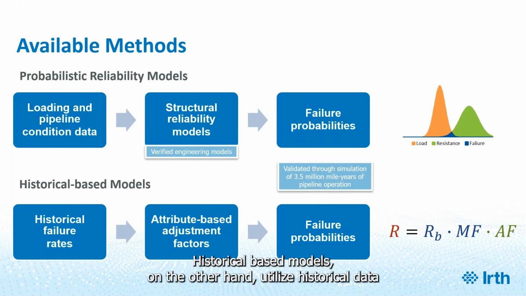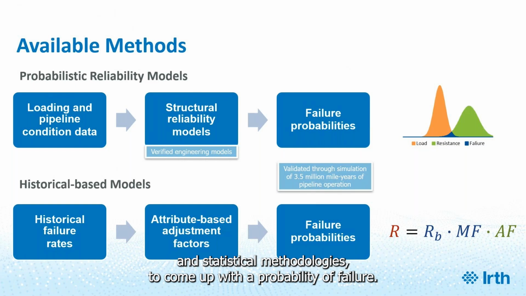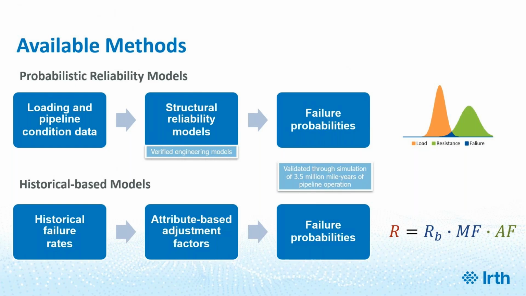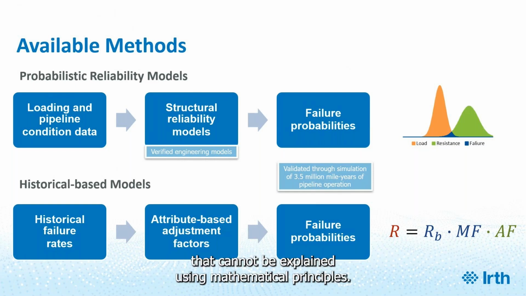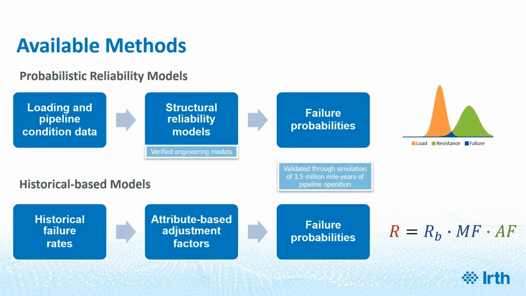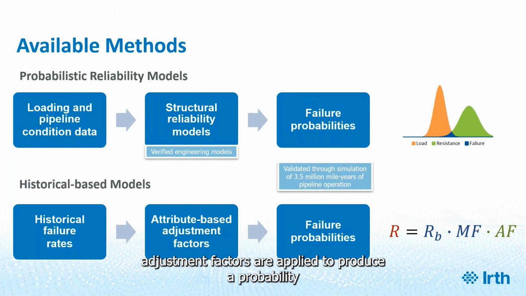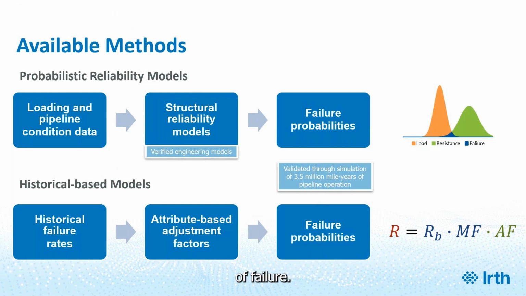Historical based models, on the other hand, utilize historical data and statistical methodologies to come up with a probability of failure. These are typically applied to time-independent threats and discrete events that cannot be explained using mathematical principles, for example, weather and outside forces or incorrect operations. These historical based models consider historical incident data and apply statistical techniques to develop the failure rates. Once these failure rates are developed, adjustment factors are applied to produce a probability of failure.